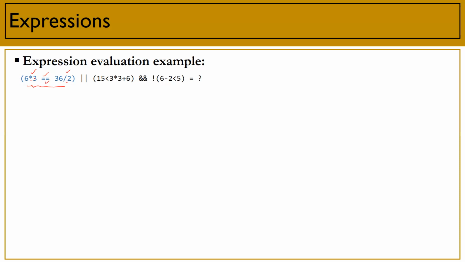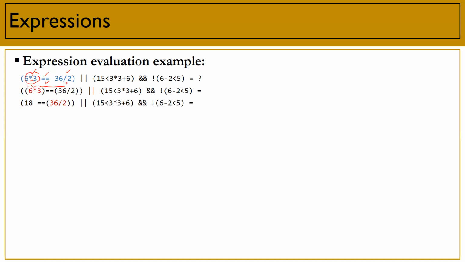Since the multiplication operator comes before the division operator, it will be evaluated first. So 6 times 3 will be calculated, and you will have 18, and then you have equal 36 by 2. Now you have 18, then this operator, and then this operator. This operator will have higher precedence than the equal operator, so you will have this computation.